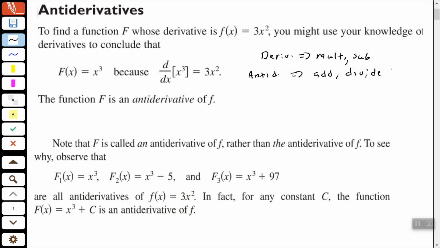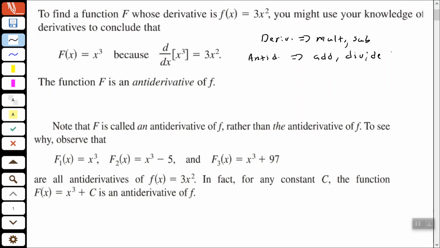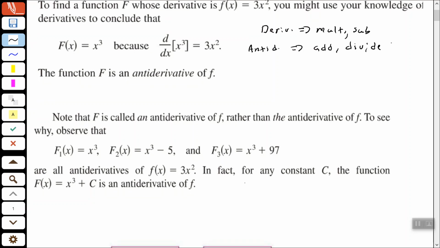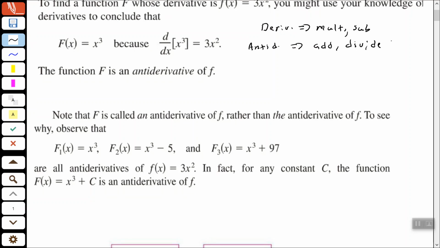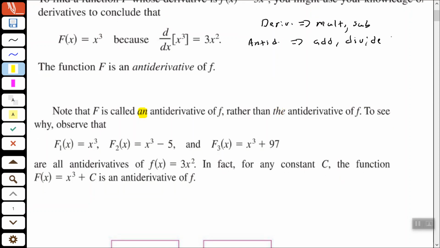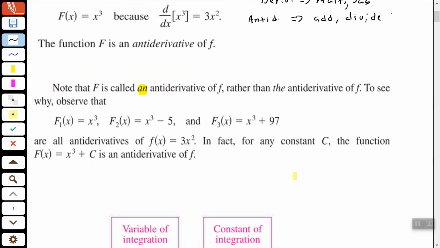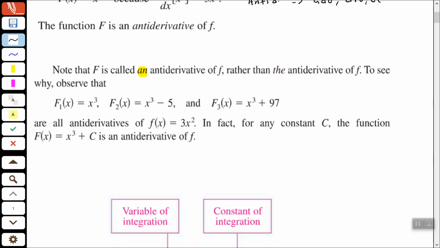So the function F is an antiderivative of f. Note that F is called an antiderivative of f rather than the antiderivative of f. So there's a versus the, because if you remember, you could have different constants at the end of this and still have the same function. So the antiderivative of 3x squared could be x to the third. It could be x to the third minus 5. It could be x to the third plus 97.